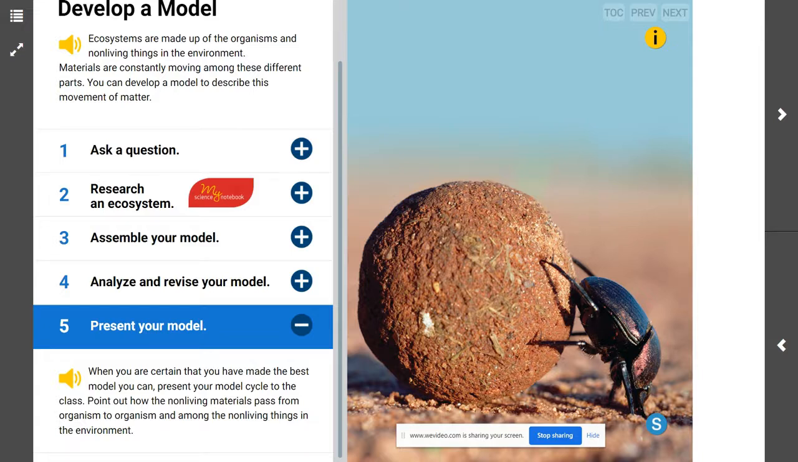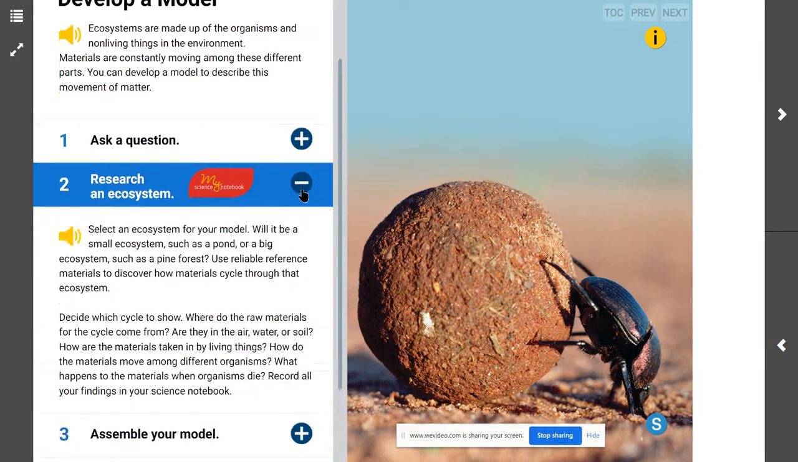And as you think and work like a scientist, make sure that you have done the research to build a model so that when it is all done, you can confidently say that you can develop a model to describe the movement of matter among plants, animals, decomposers, and the environment.